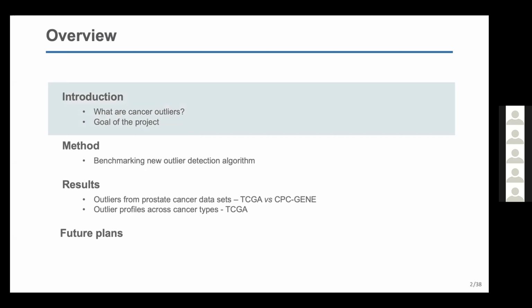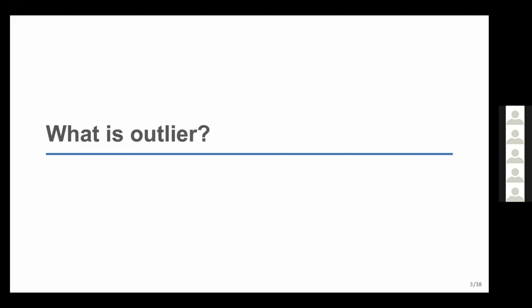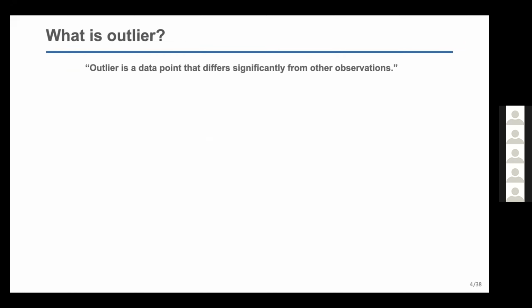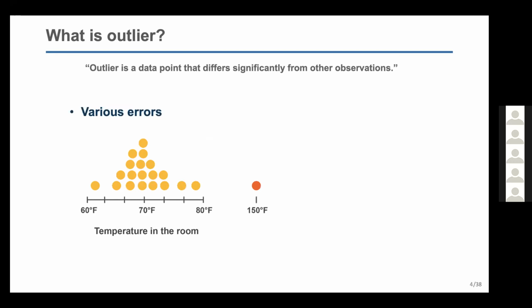First, in the introduction, I want to talk about what cancer outliers are and what aims I want to pursue. Before getting into the project, I want to talk about the definition of an outlier. An outlier is a data point that differs significantly from other observations. It's a subgroup of the data points which is far from the other observations. There are many types of outliers we could find in our data. The first type of outlier is just an error.